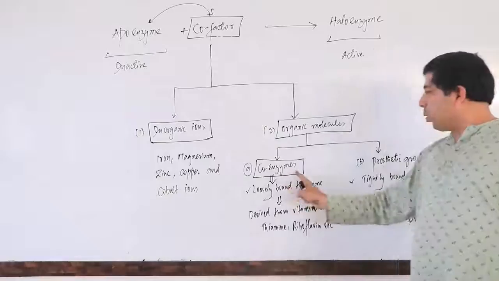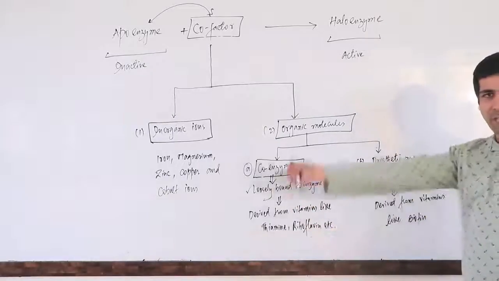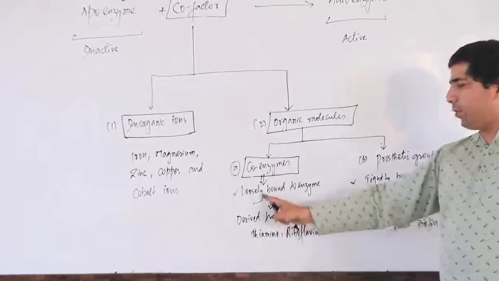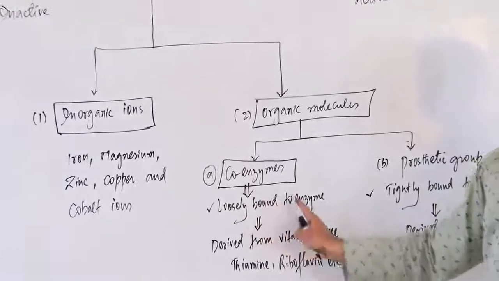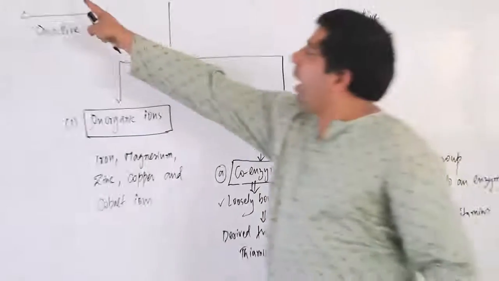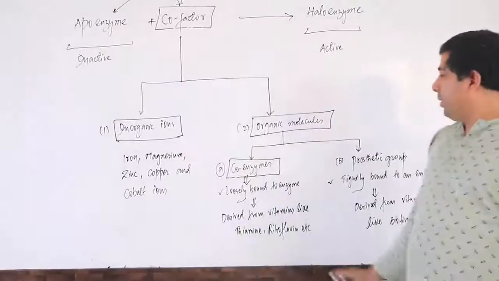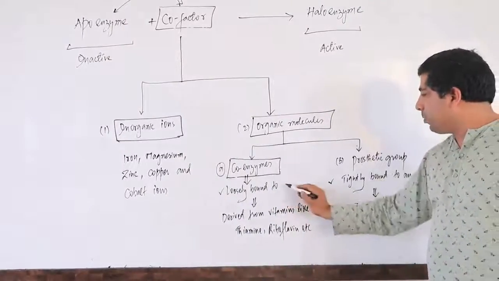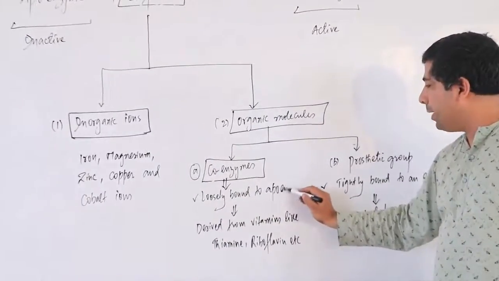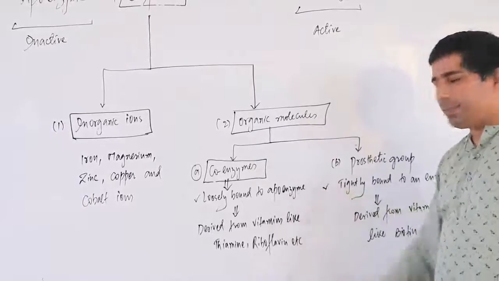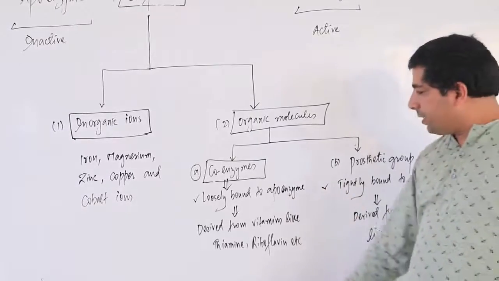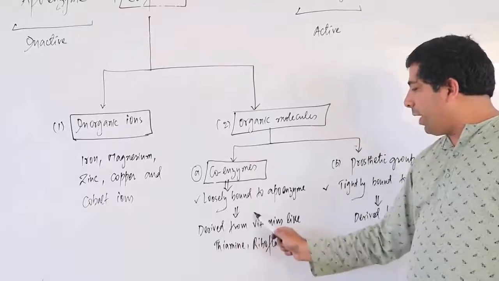Now, what will be this coenzyme? Can you please focus here? What will be this coenzyme for you? It is loosely bound to your enzyme. Which enzyme? Apoenzyme, we can say. So I can also write down it's loosely bound to apoenzyme. Correct? After that, it is derived from the vitamins.